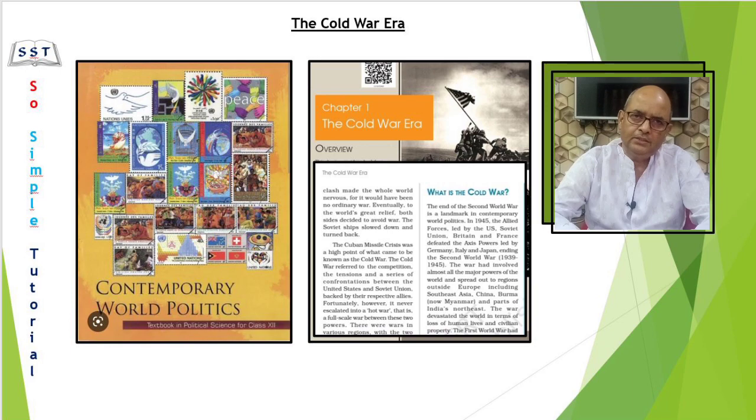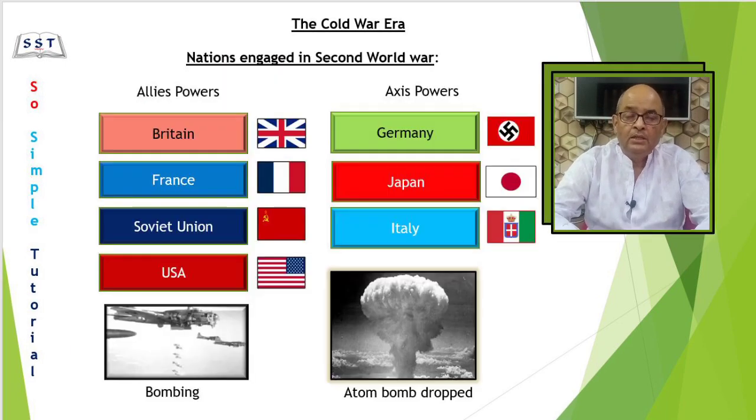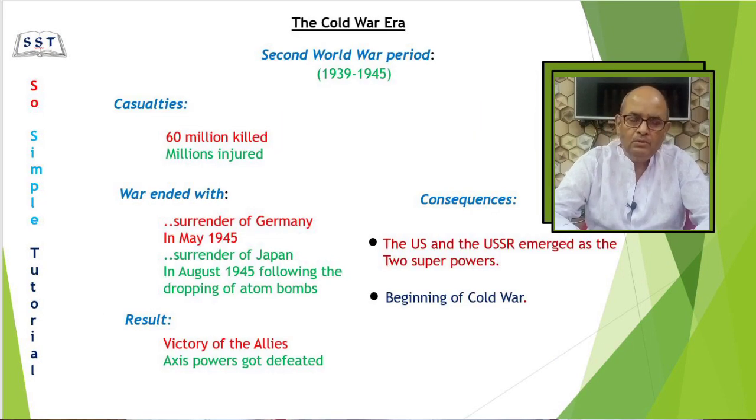Okay, so let us begin. Just recall the Second World War. The Second World War was fought between two blocs, the Allies and the Axis powers. The Allies included mainly Britain, France, the Soviet Union and the United States of America. The Axis powers included mainly Nazi Germany, Japan and Italy. It broke out in 1939 and came to an end in 1945.